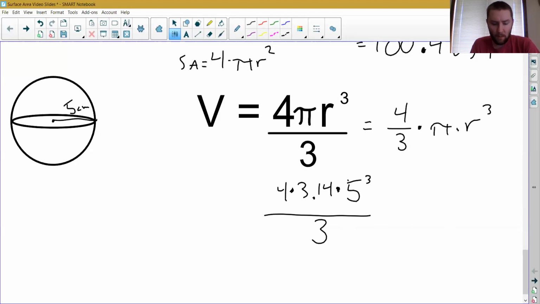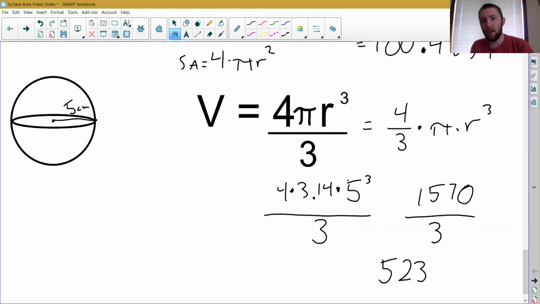So 4 times 3.14 times 5 to the third, and I get 1,570. That's going to get divided by 3, and I arrive at 523.3 repeating centimeters cubed in this case. That is my volume. Okay, so volume is always going to be in cubic units.